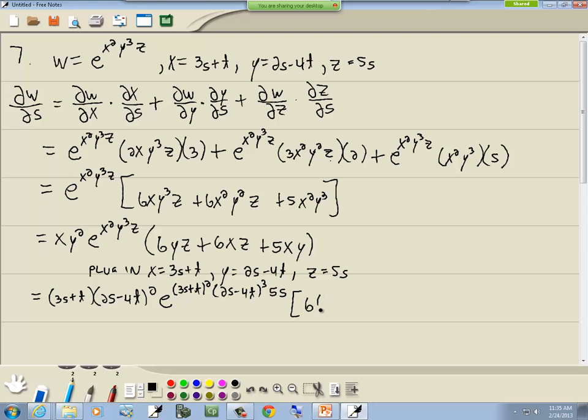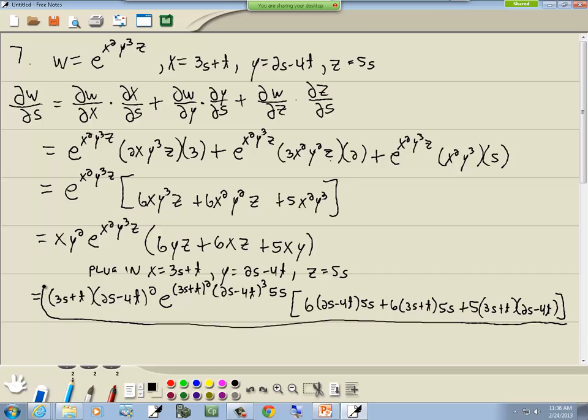Y was 2s minus 4t times z, which was 5s, plus 6 times x, which is 3s plus t, times z, which is 5s, plus 5 times x, which is 3s plus t, times y, which is 2s minus 4t. And that's not worth simplifying, so we'll leave it at that.